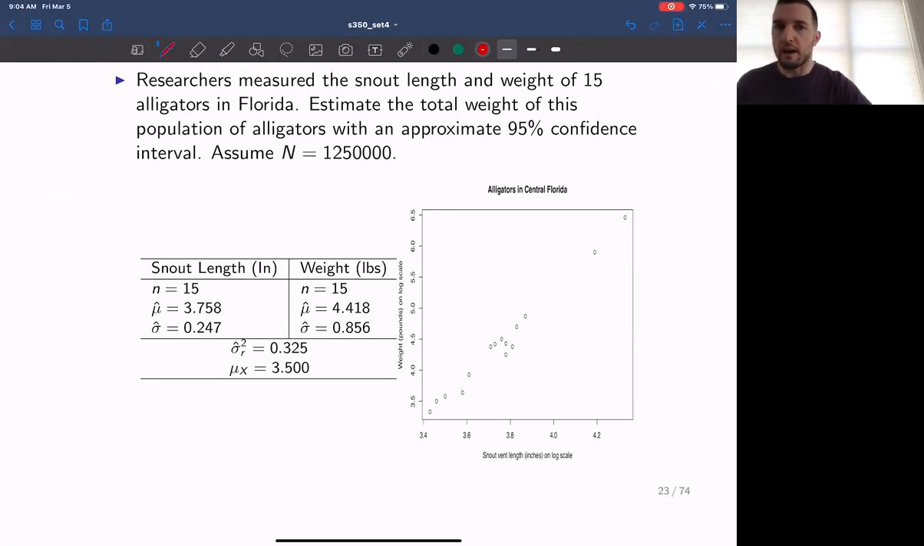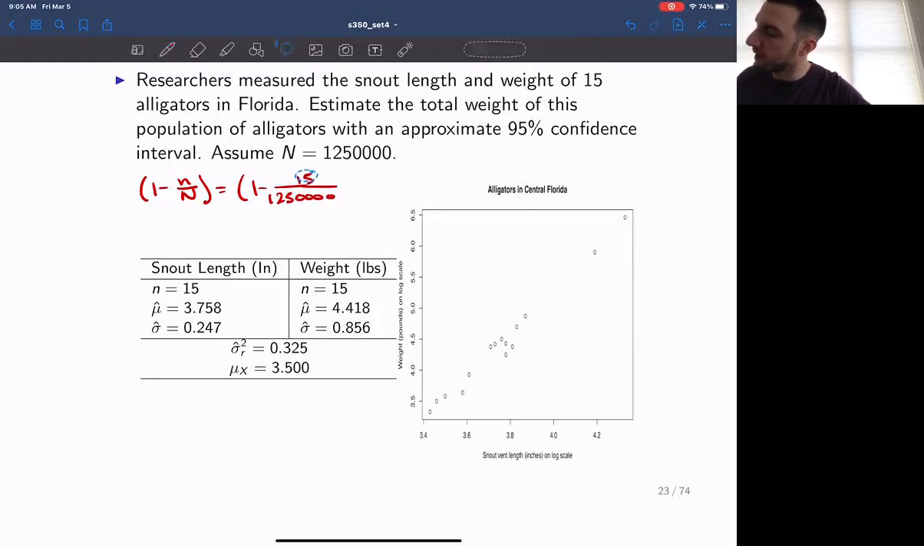The purpose of this last part is basically to show that we're not going to need the FPC, because if you consider this fraction here, which is going to be 1 minus 15 over 1.25 million, this is obviously going to be much greater than 0.95. Okay. So we're going to be able to ignore the FPC when we get to the variance calculation part, but we do need capital N in order to compute the variance.